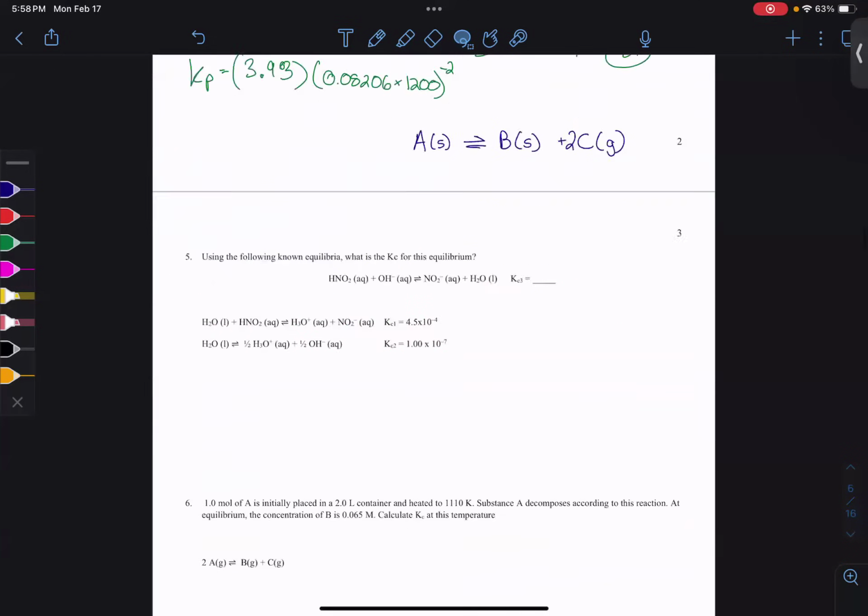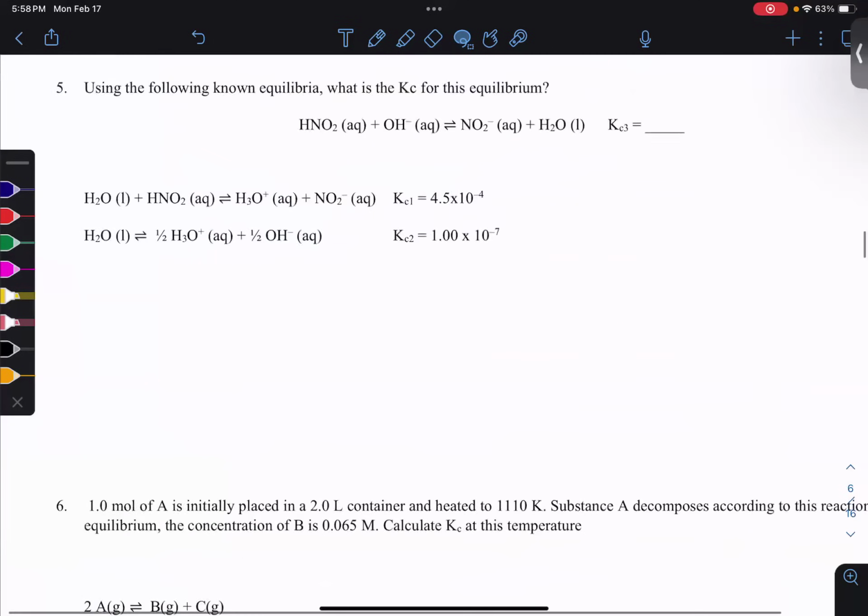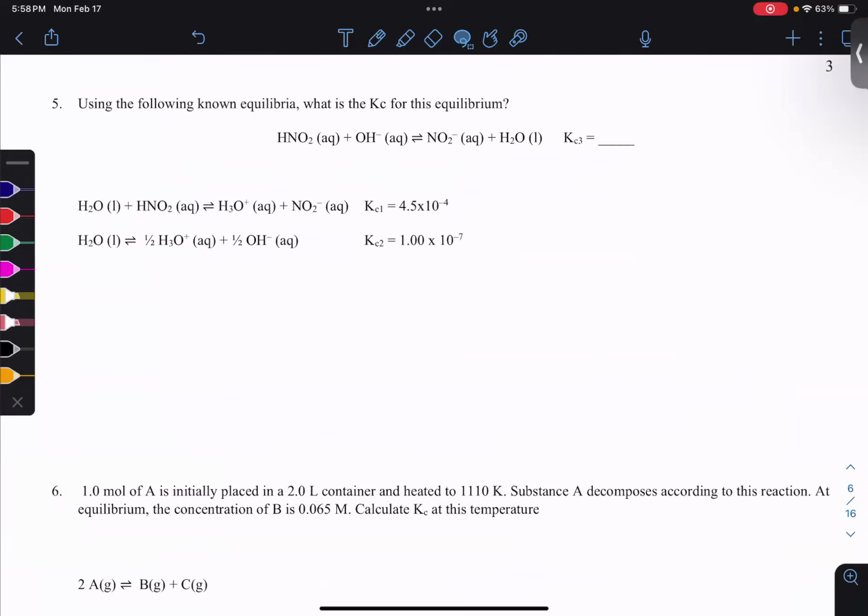Okay. So, all right, let's just keep going. Let's use the following known equilibria, and then what is the Kc for this equilibrium? So the strategy here is like Hess's law, all right? Take the given reactions, manipulate them to match the target reaction, but the only difference is in Hess's law, we added the delta H's, but here with K's, when we add 2 reactions together, what do we do to their K's? Multiply them, yeah, so that's the only difference.